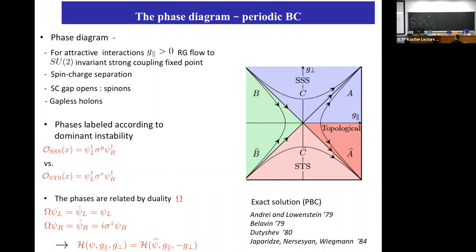In this phase, it is the spin singlet superconductor, this operator. And in this phase, it's the OSTS. Now, the two phases are related by a duality omega, which flips the sign of G perp and allows us to map in a unitary form the Hamiltonian with G perp to one with minus G perp. So every point here is mapped to a point here, but the boundary conditions are not mapped. It's only the bulk part.